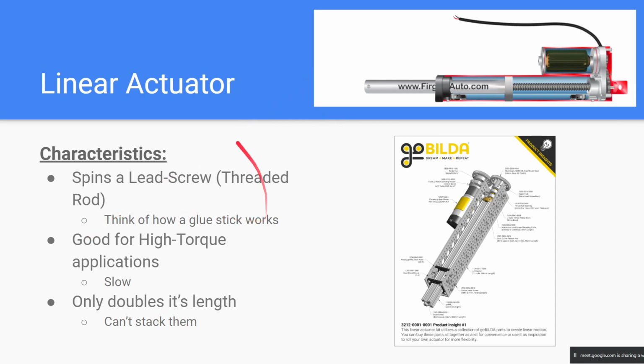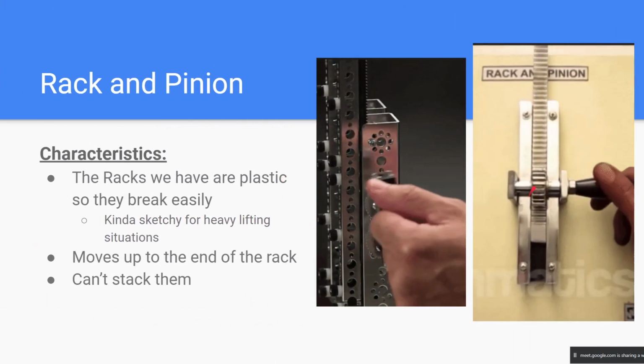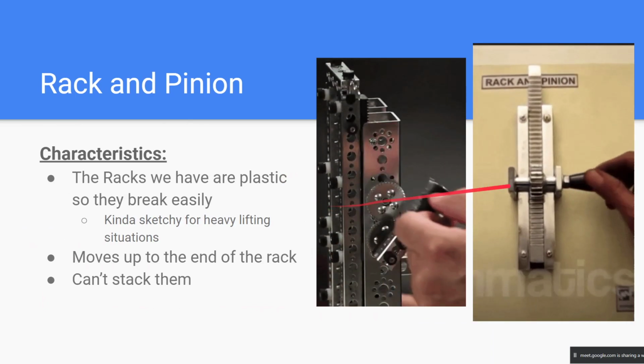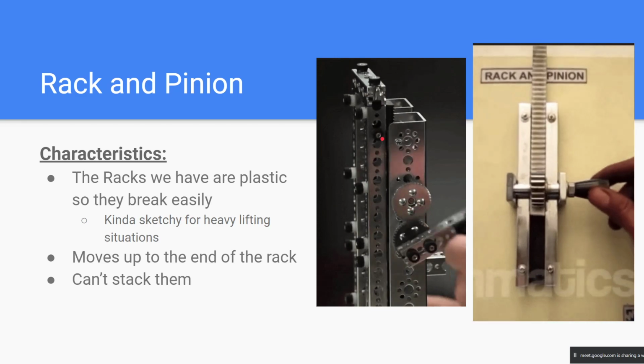The difference between the rack and pinion and the linear actuator is that there's a lot of torque. It could lift things that are very, very heavy simply because of the way the screw design works. With the rack and pinion, if the thing you're trying to lift is way too heavy, the gears will grind or slip because it just can't handle it.